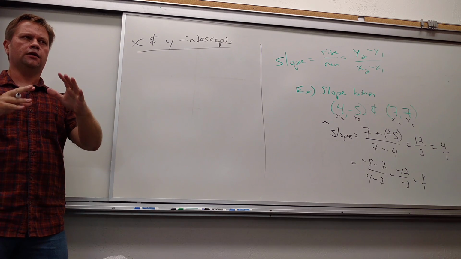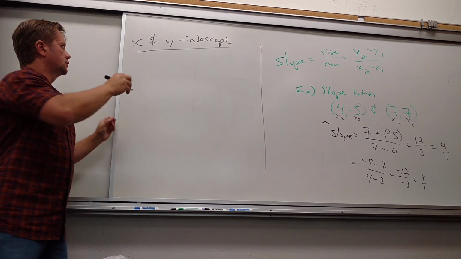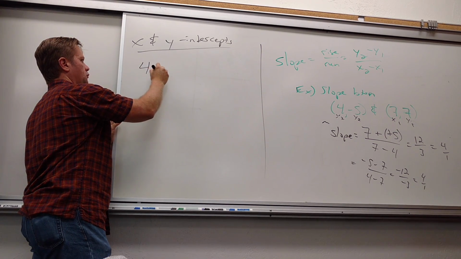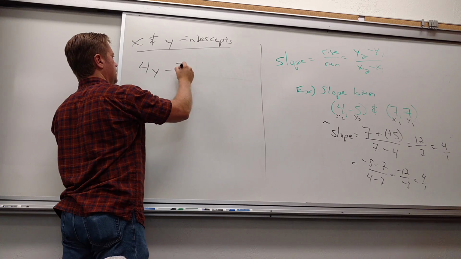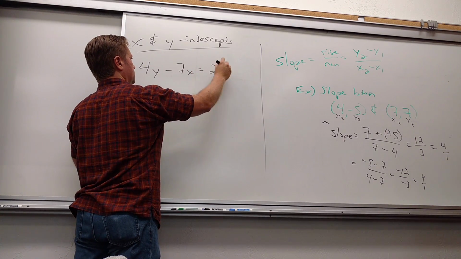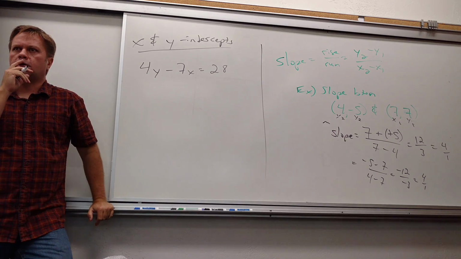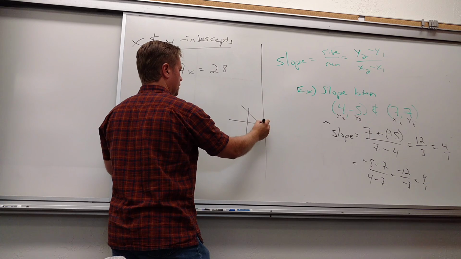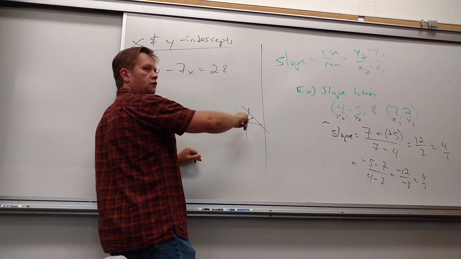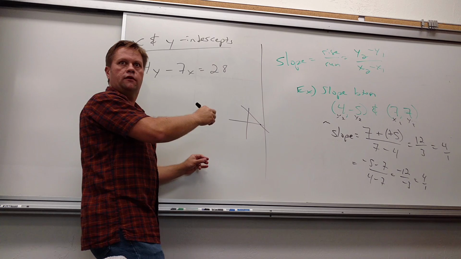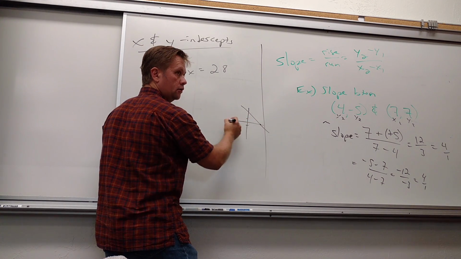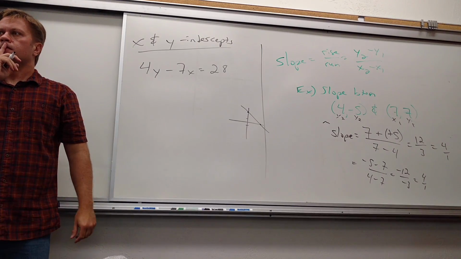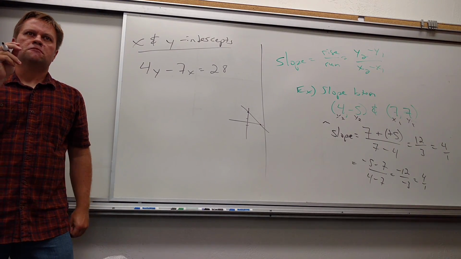So how do I find the x and y intercepts? I like it. So if I had the equation 4y minus 7x equals 28, and I want to figure out what the x and y intercepts are. Remember, the x-intercept is where it hits the x-axis. If it hits the x-axis, what's the value of y? 0. I love it. It's not 1, it's not negative 1, it's 0. If it hits the y-axis, what's the value of x? 0. Same idea.